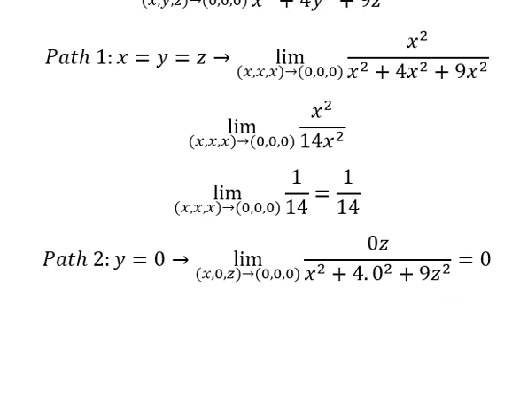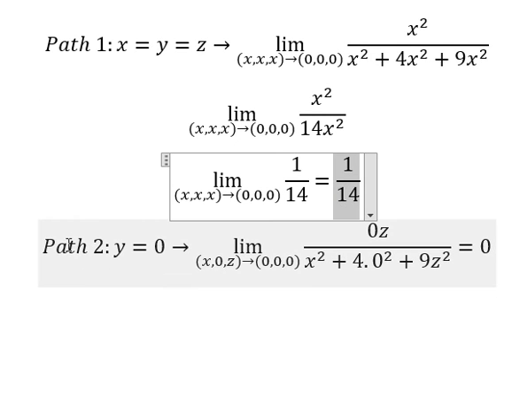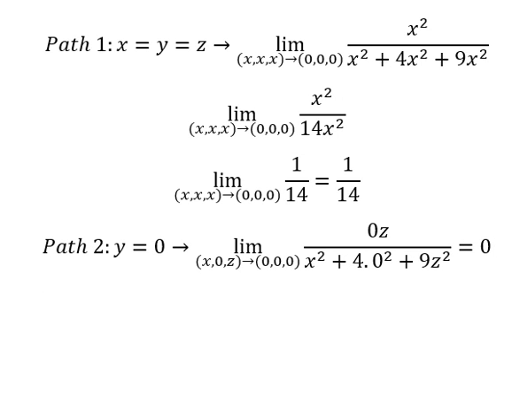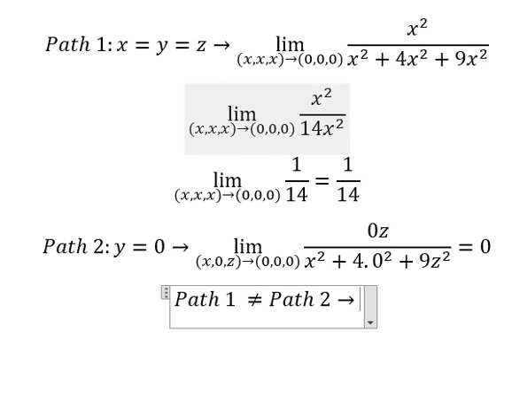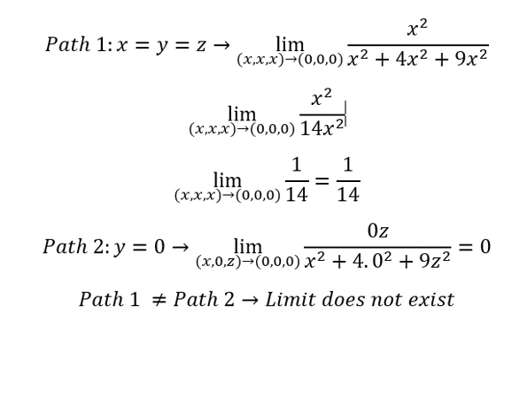So we see that part number 1 is 1 over 14. Part number 2 is number 0. That means part number 1 is not the same as part number 2. So we can say that the limit does not exist. This is the end.